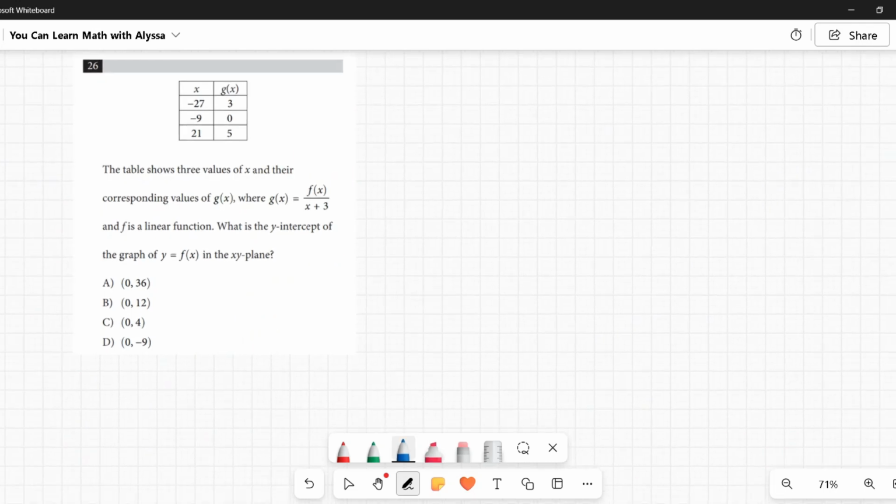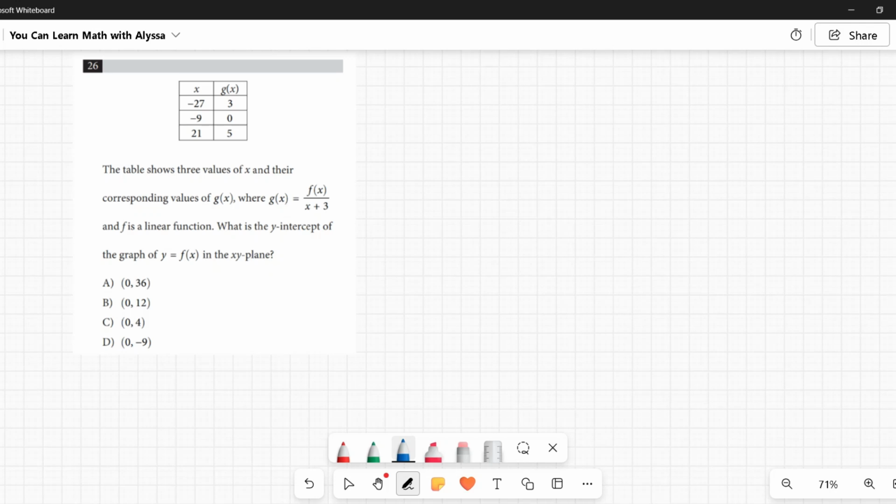Number 26. Given a table, and the table shows 3 values of x and their corresponding values of g of x, where g of x equals f of x over x plus 3, and f is a linear function. What is the y-intercept of the graph of y equals f of x in the xy plane?